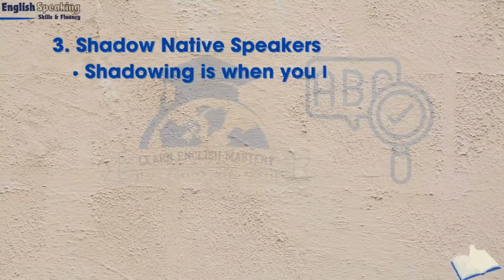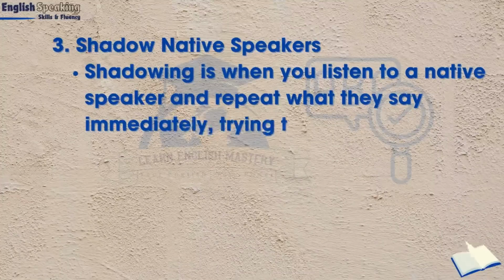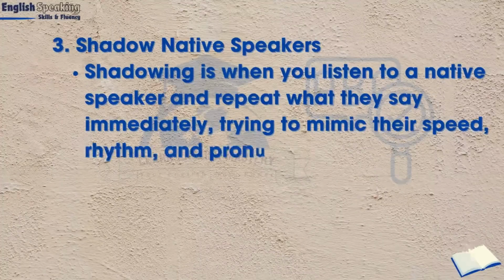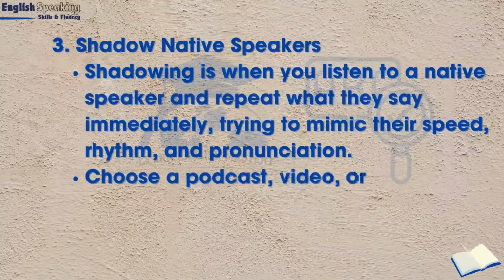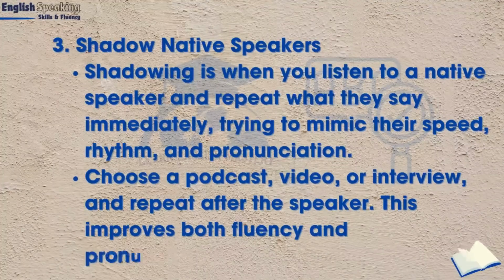3. Shadow native speakers. Shadowing is when you listen to a native speaker and repeat what they say immediately, trying to mimic their speed, rhythm, and pronunciation. Choose a podcast, video, or interview, and repeat after the speaker. This improves both fluency and pronunciation.